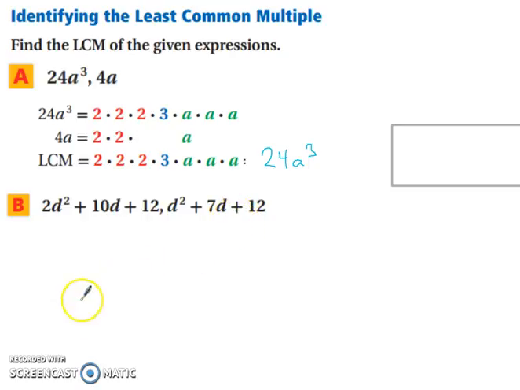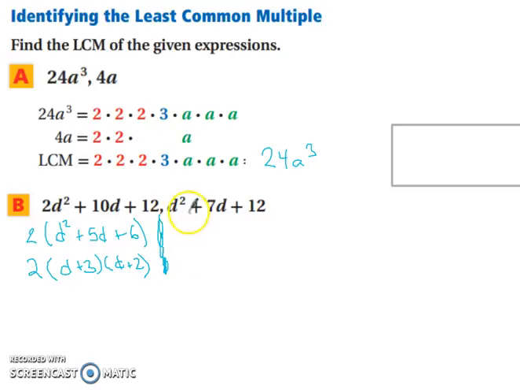So let's start by factoring. First one, we're going to factor out a 2, leaving us with d² + 5d + 6. And then we can factor our trinomial, and we end up with a 2 outside still, and we end up with (d + 3)(d + 2). So that's our first term. So now let's look at our next one.